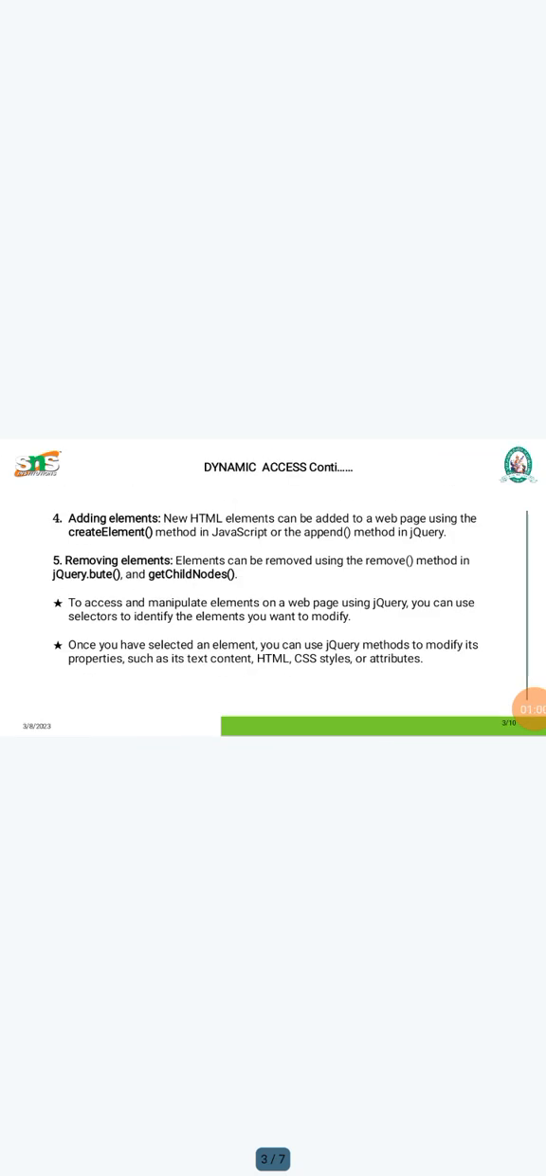Accessing HTML elements. JavaScript and jQuery can be used to access HTML elements on a web page by using their IDs, classes or tags. Changing content. Once an element has been accessed, its content can be changed using the innerHTML property or the text method in jQuery. Adding elements. New HTML elements can be added to a web page by using the createElement method in JavaScript and the append method in jQuery. Removing elements. If you want to remove an element, we can remove it by using the remove method in jQuery, or get child nodes.